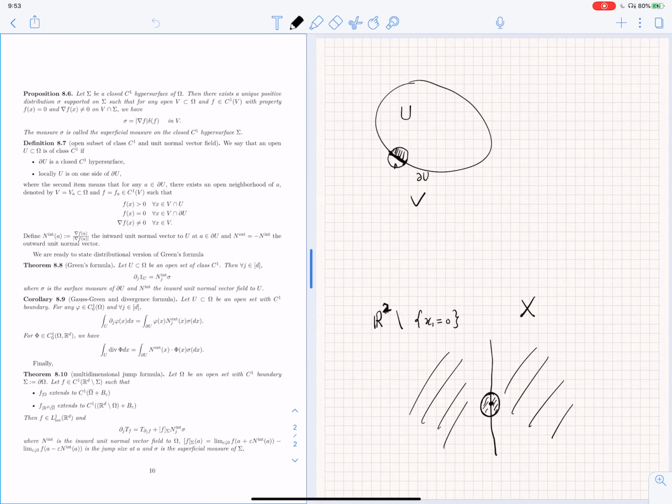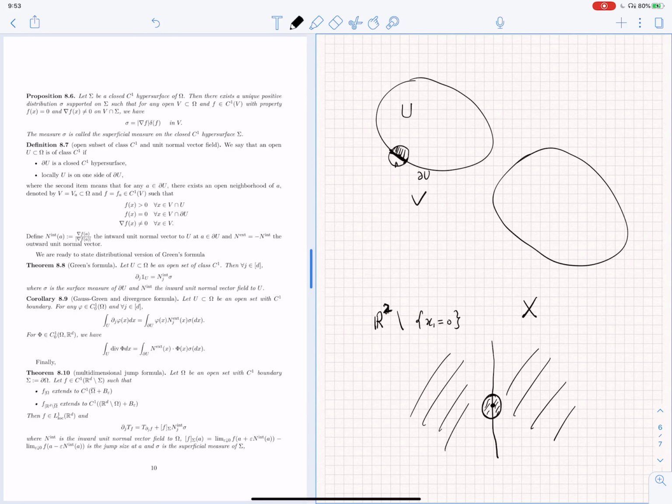Let me draw another picture here. So this is our omega. This is our U, and we have a boundary of U, and we consider a point A on the boundary, and we can find a V of A. This is V of A, and the function f is such that it takes the value 0 on the intersection of the boundary with the neighborhood V of A, 0 in here, and takes a positive value inside, in the intersection of V and U. Okay, this is the case.